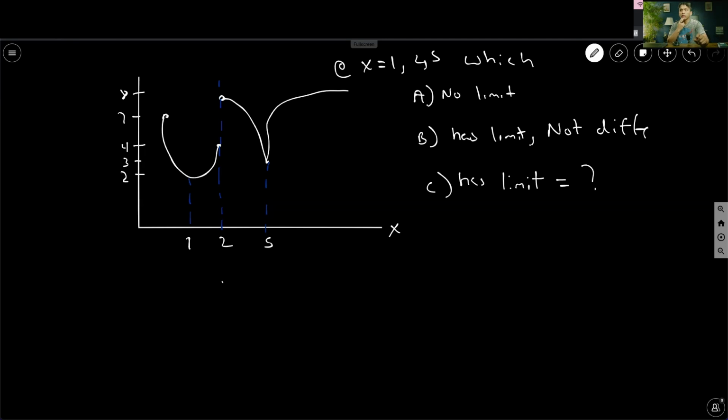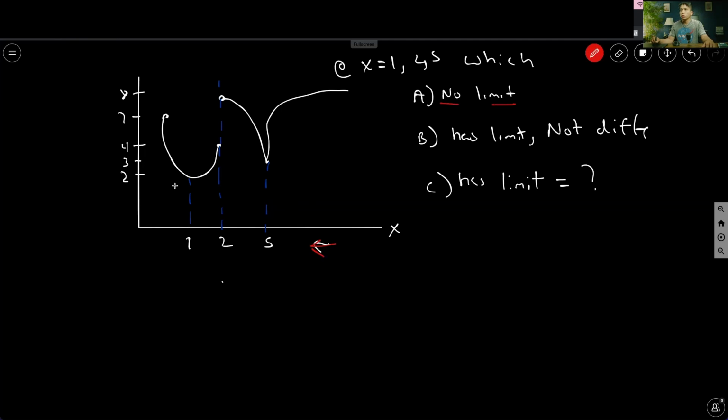All right, for this problem, we're given a graph, and we have to figure out between the points x of 1, 2, and 5, the points down here, which one of those things match the criteria of A, B, and C. So let's go for A. Between 1, 2, and 5, which one of them has no limit?